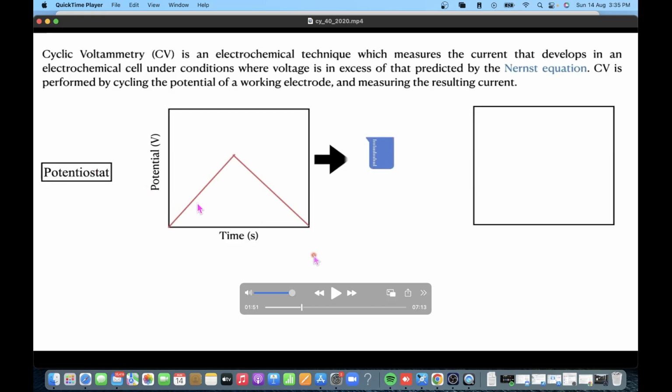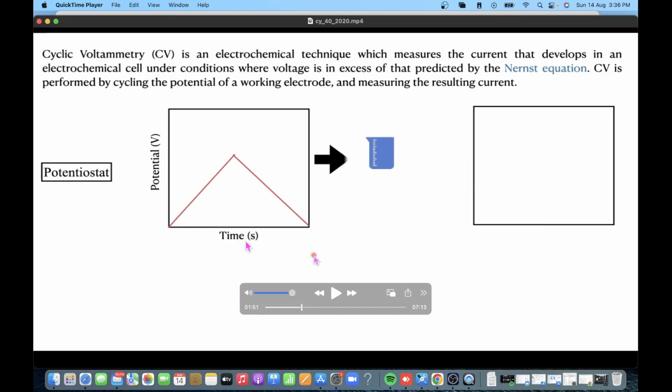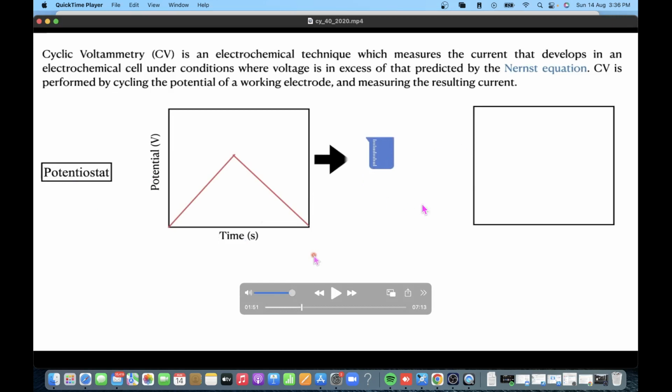The potentiostat applies a triangular potential waveform to the electrochemical system and measures the resulting current. This potential versus time, which was actually asked in the question, is the potential applied from the potentiostat to our electrochemical system. It is a triangular potential waveform. This is very basic, it can be a different form also, but it is the classic one. The potentiostat applies this potential to our electrochemical system and then measures the resulting current.